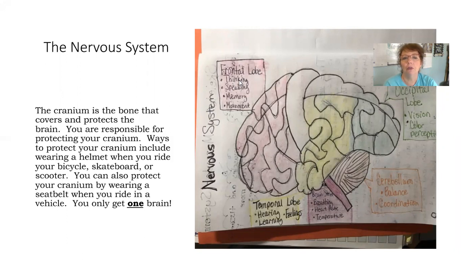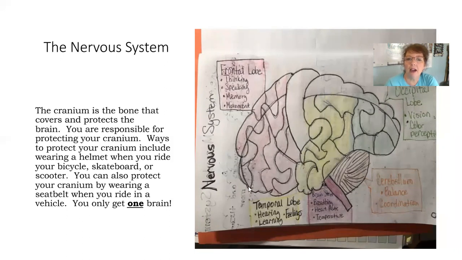Your frontal lobe is for thinking, speaking, memory, and movement. If they dissected an athlete's brain, they might have a bigger section in the frontal lobe because that's where all their movement is, and that's what helps them become so amazing when they're training for a sport.